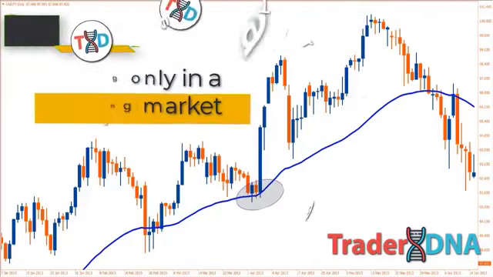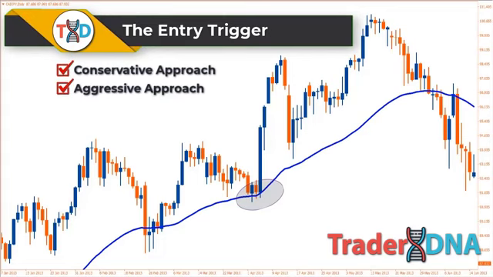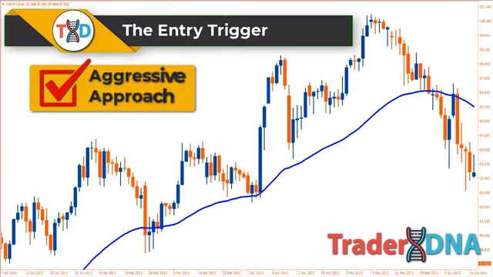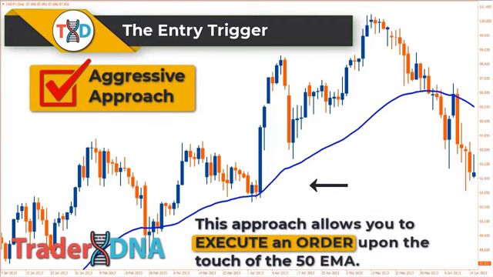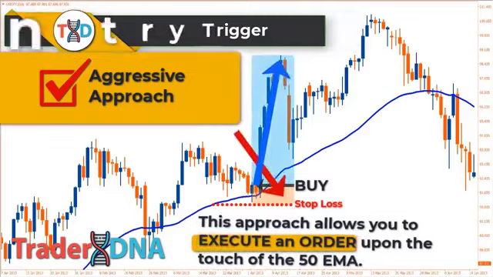The entry trigger. Now that we know the dynamics of the system itself, let's look at the two ways that I believe you can trade this method, ranging from a conservative approach to an aggressive one. The aggressive approach. This approach allows you to execute an order upon the touch of the 50 EMA. The stop loss will need to be placed arbitrarily a few pips above or below your entry, as the case may be. Notice that such a trigger would have worked phenomenally. Price hits the 50 EMA and bounces hard. Here are another examples.